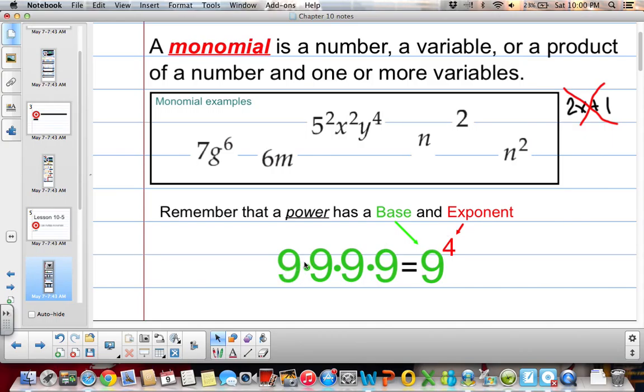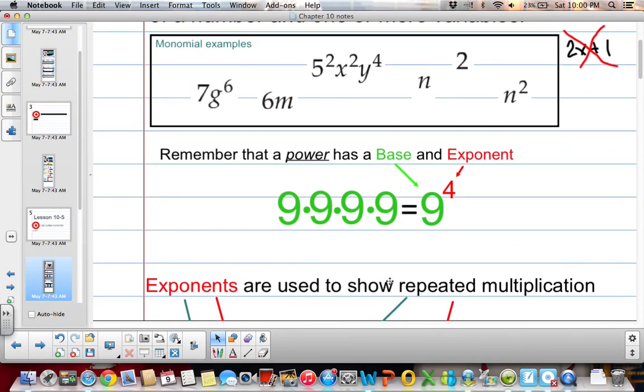Okay, remember that a power has a base and an exponent. So we know that 9 times 9 times 9 times 9 is the same as 9 to the 4th. 9 is the base, and 4 would be our exponent. Important to remember the difference between the base and the exponent as we move forward talking about multiplying monomials.